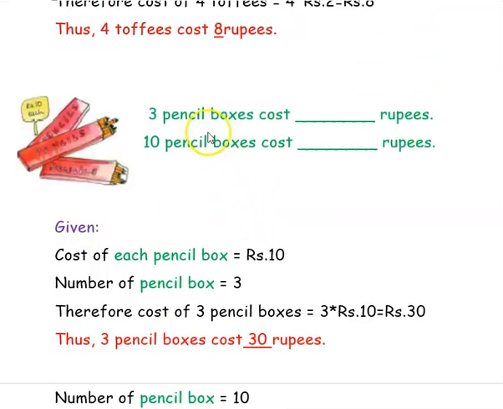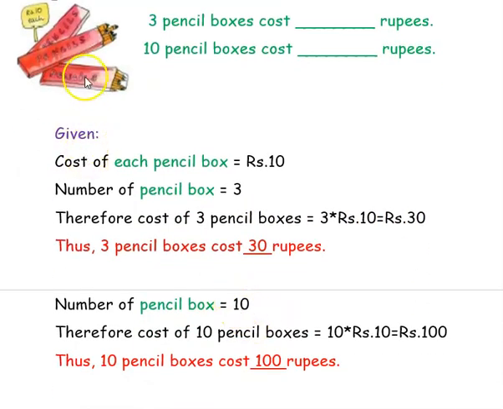Next is given 3 pencil boxes cost dash rupees, 10 pencil boxes cost dash rupees. It's given the cost of each pencil box is rupees 10. That is 1 pencil box is rupees 10 and there are 3 pencil boxes. So the cost of 3 pencil boxes, 3 into rupees 10, is 30 rupees. And if you go for 10 pencil boxes, the cost of 10 pencil boxes will be 10 into rupees 10, that will be rupees 100. So the cost of 3 pencil boxes is rupees 30 and the cost of 10 pencil boxes is rupees 100.